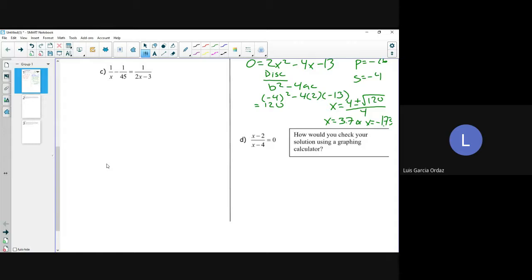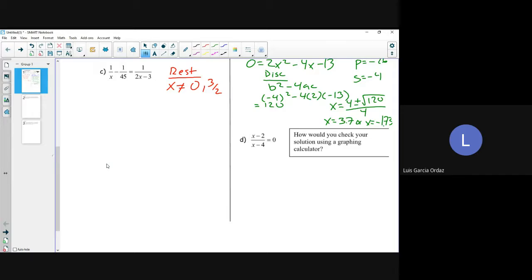Okay. So let's do example C. So we have 1 over x minus 1 over 45 is equal to 1 over 2x minus 3. So before we cross multiply, what do we have to do with the left side first? Restrictions. So we'll do restrictions first, and then we have to find a common denominator. So what are our restrictions for this? x cannot equal 0 and 3 over 2. Wait, why not 45? Because 45 is just a constant.